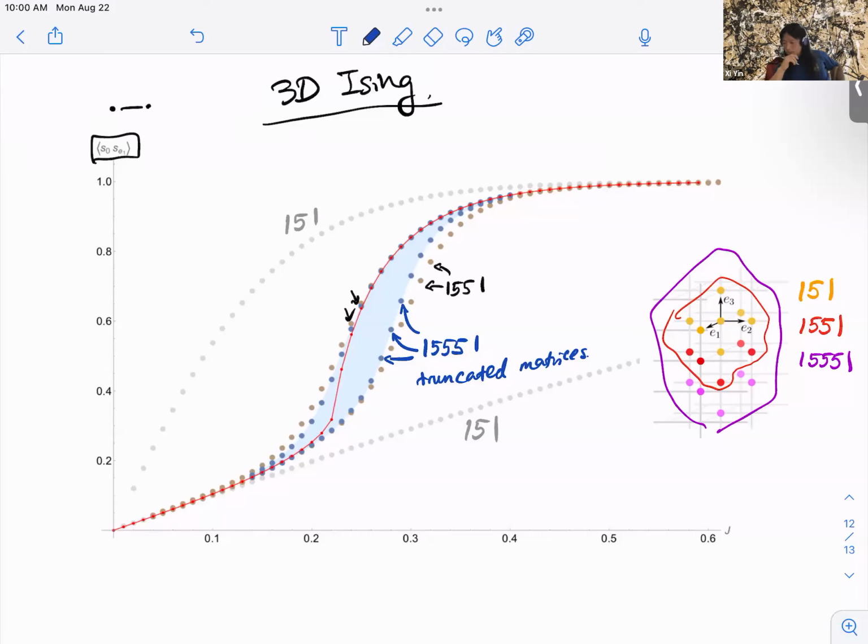Still, you get better bounds than in the 1551 case, and that is compared to the Monte Carlo results, which is the red. As you can see, it's consistent, and again it shares similar features, but there's a lot of room to improve. So this is the last picture I will show you.